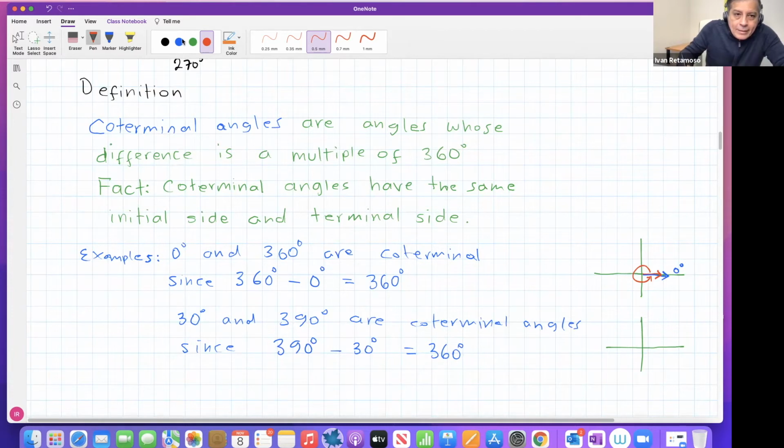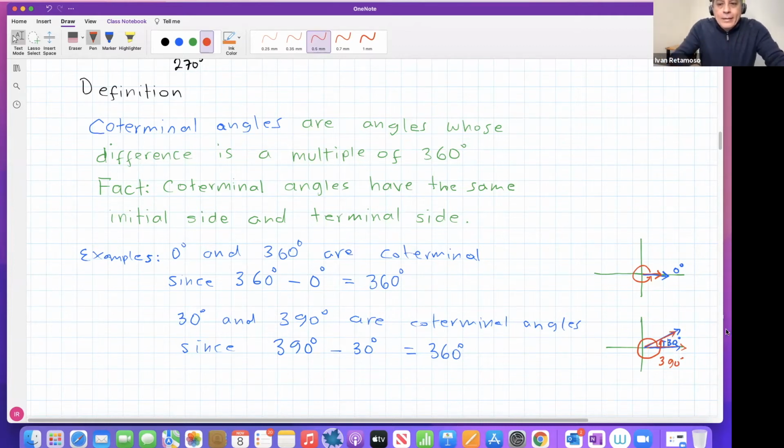So if you graph 30 degrees, which is more or less a third of 90 degrees, so maybe there, more or less, this is the angle 30 degrees. And then you represent 390 degrees. You start the same initial side, and you're going to end here. 360, a full revolution, but a little bit more, 390 degrees. So same terminal side, same initial side, they coincide.